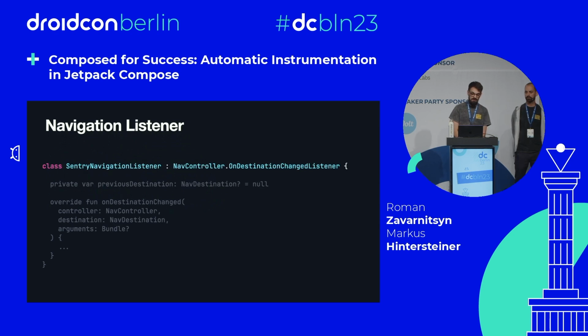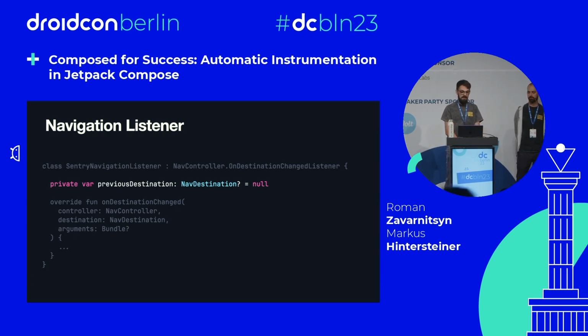We start simply by creating a class called SentryNavigationListener, which implements this interface. As a next step, we would actually keep a previous destination, because the callback just gives us the current destination. And if we want to tell our customers or SDK users from which screen the navigation event was actually performed, we also have to keep it ourselves.